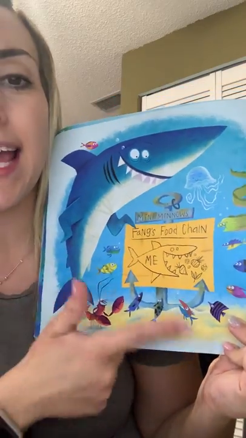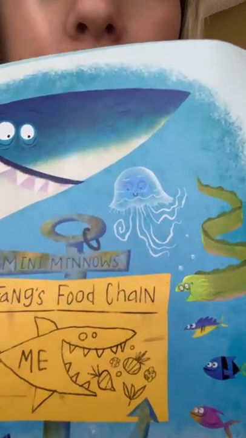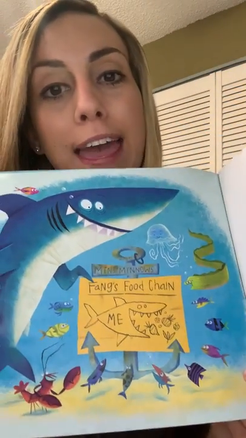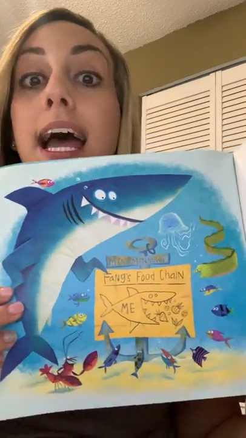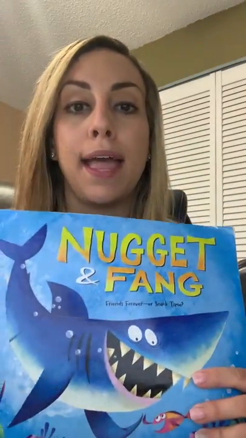Fang's food chain. And if we notice the illustration, it has a lot of vegetables and fruits and different types of things, but no minions because Fang only has his minions as friends. All right, so let's think about it. What happened in this story? Let's take out our five-finger retell and let's retell quickly.